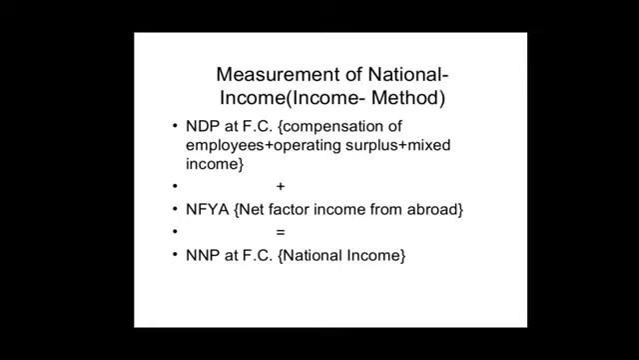In the final step, net factor income earned from abroad is added to domestic income to arrive at net national product at factor cost, which is the estimate of national income. So in this way, we can estimate the national income by using the income method.